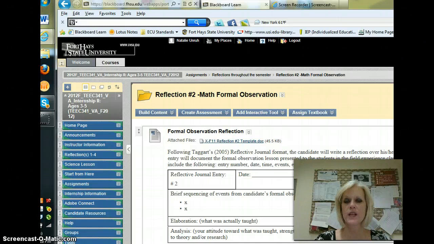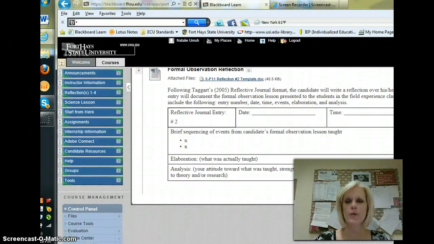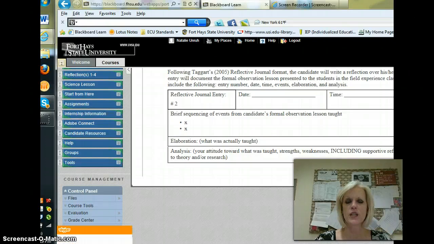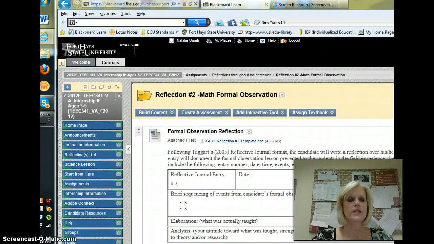So the brief sequencing of events is just going to be specifically dealing with what you taught on the day that you did your math lesson plan, what happened. Remember, when you're doing your elaboration, you're going to focus on something that specifically happened in the lesson, and then your analysis needs to include theory. Theory and or research that's related to a strength or a weakness that you found in your actual teaching performance. So that's all I really have to talk to you about today. If you have any questions, be sure and let me know.